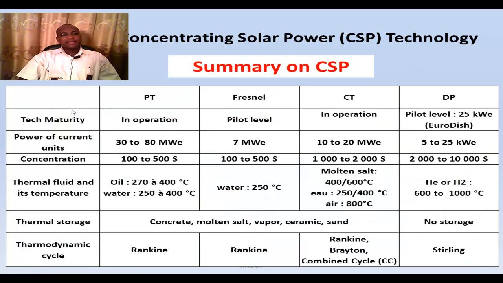So, what are the differences between the four types of CSP? Here you have a table that summarizes the differences between these four technologies. For example, I'll choose a specific point. The technology maturity. You can see that the parabolic trough is the most mature technology because it is commercially in operation, either in California or even in Spain. Most of the Fresnel systems are at the pilot level.